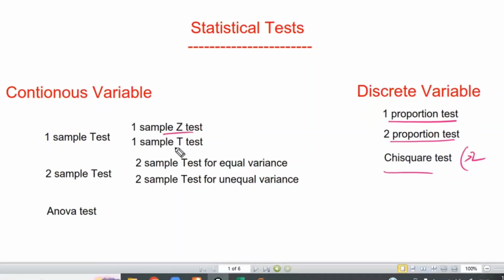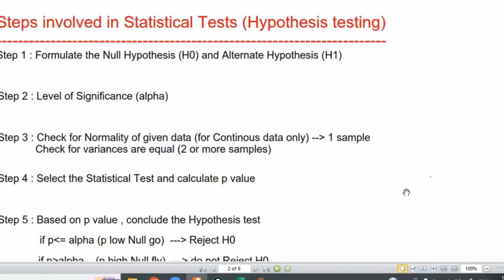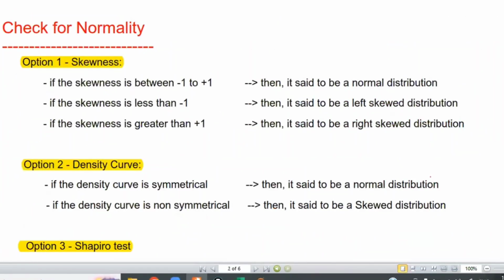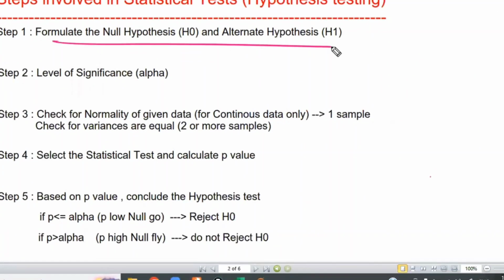Here we don't have Z test or T test. Again, it is not subdivided. It is very simple when compared to continuous variables. Now, for discrete variables, what is the hypothesis test involved? Same lines. First you have to formulate the null and alternate hypothesis, then the level of significance. The third step will not be there.